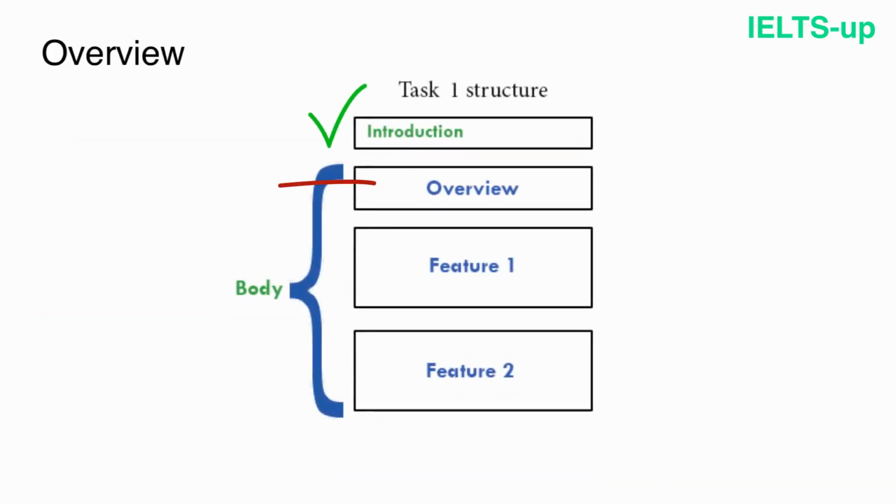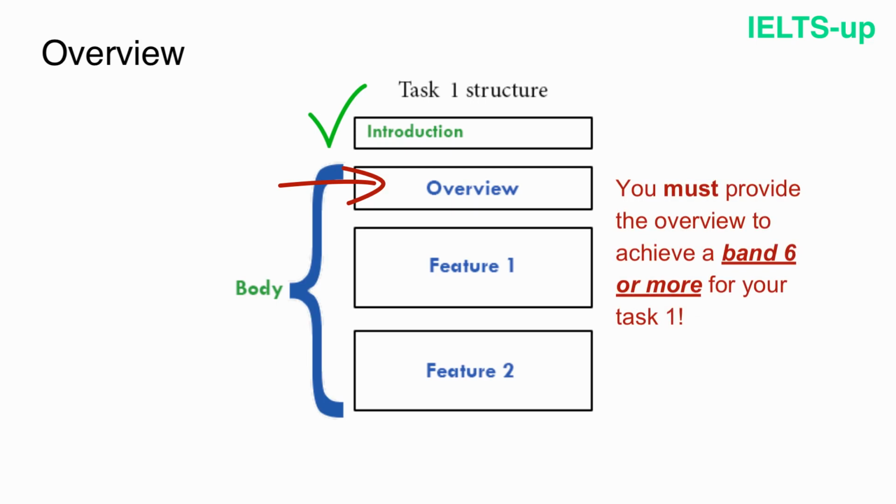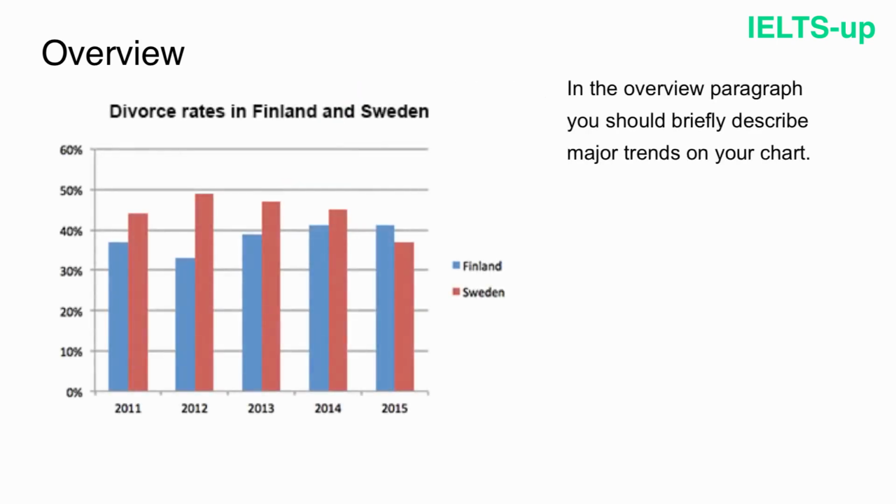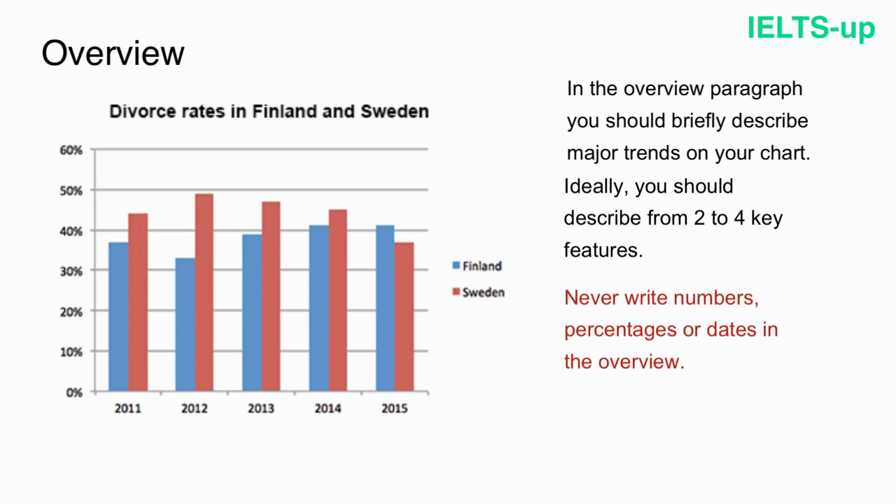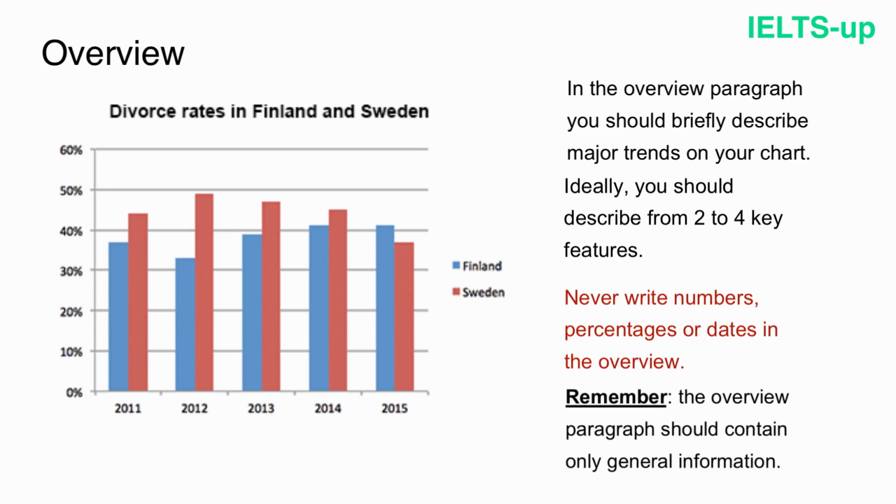Now we move on to the second paragraph, and our second paragraph is a general overview. It is a very important paragraph, and you must provide the overview to achieve a band 6 or more for your task 1. In the overview paragraph, you should briefly describe major trends on your chart. Ideally, you should describe from 2 to 4 key features. Never write numbers, percentages, or dates in the overview. Remember, the overview paragraph should contain only general information.